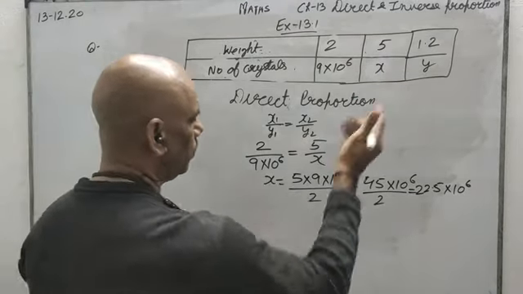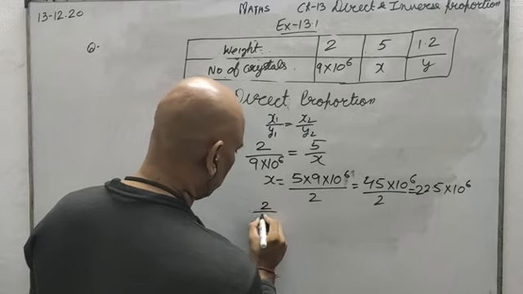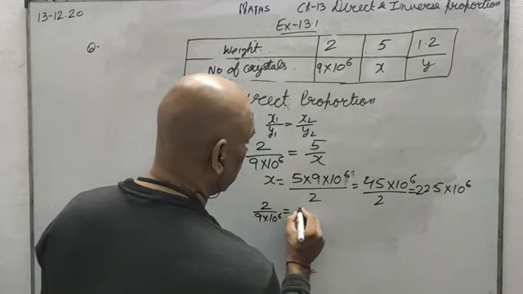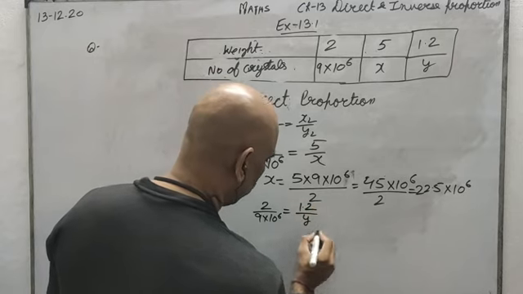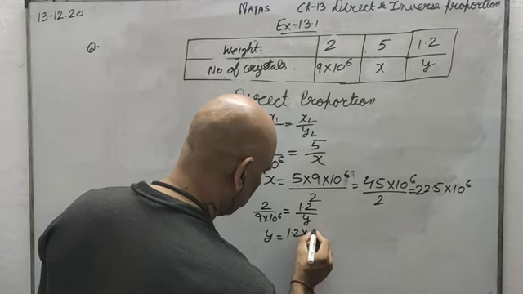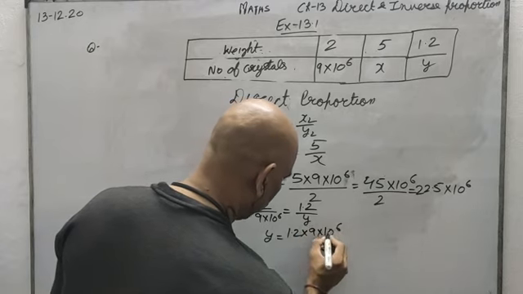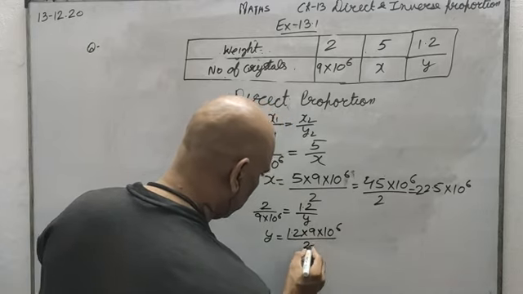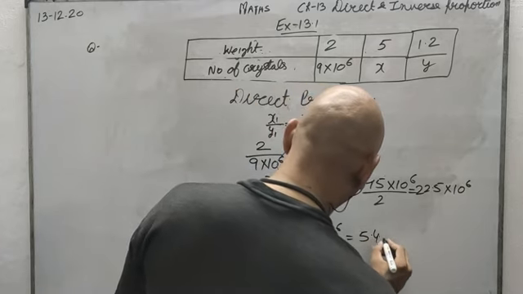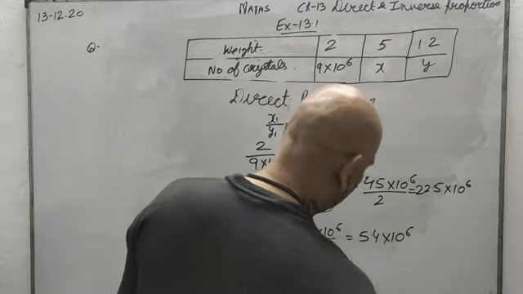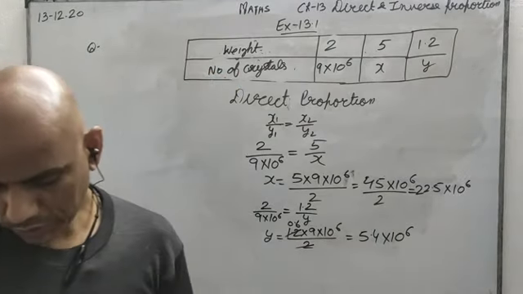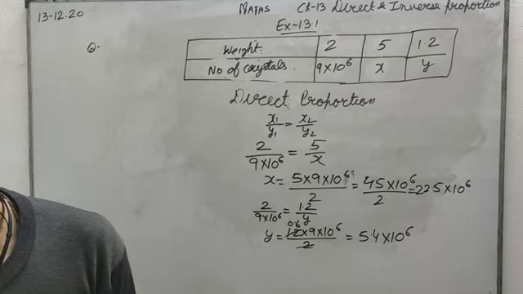The same way we will do for the other one. 2 into 9 into 10 to the power 6, 1.2 upon y. So y will be 1.2 into 9 into 10 to the power 6 upon 2, 0.6, 9 6s are 54. So 5.4 into 10 to the power 6 crystals will be there in 1.2 kg of sugar.